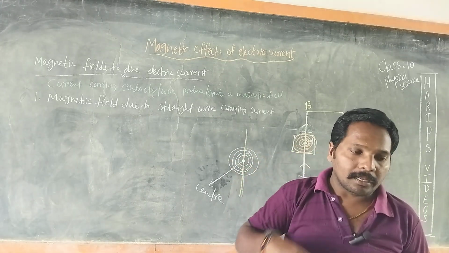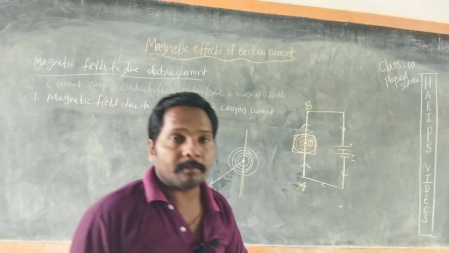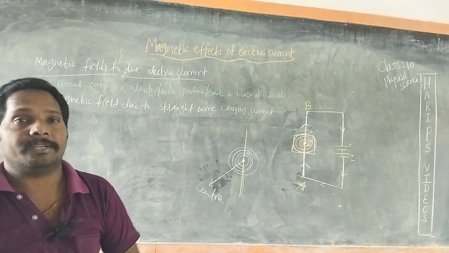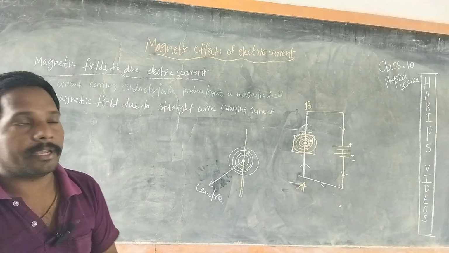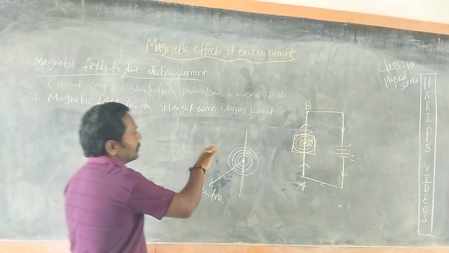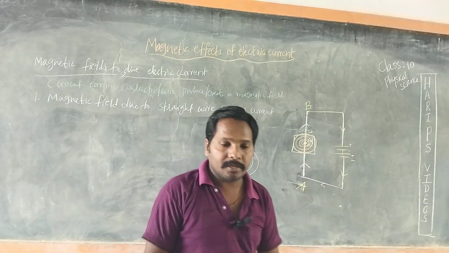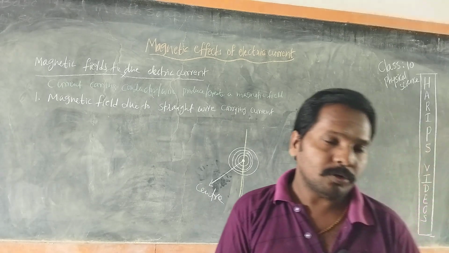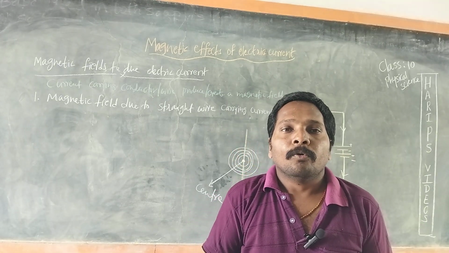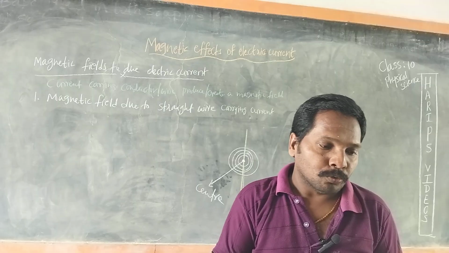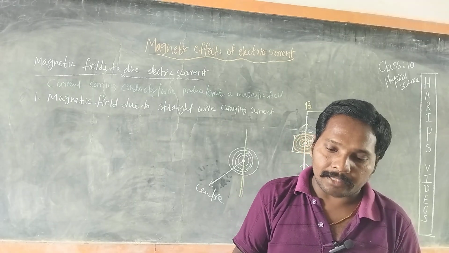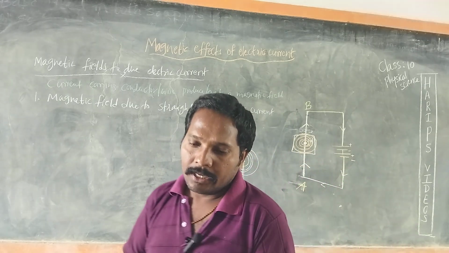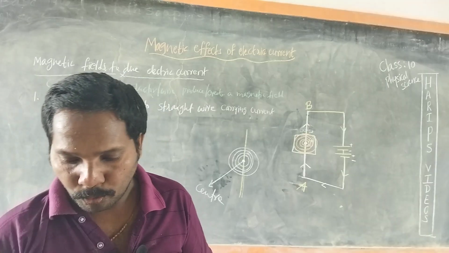Okay? Circles are formed. Then in which direction is this magnetic field formed? In which direction is the magnetic field formed? To understand, we have to use the right hand thumb rule.